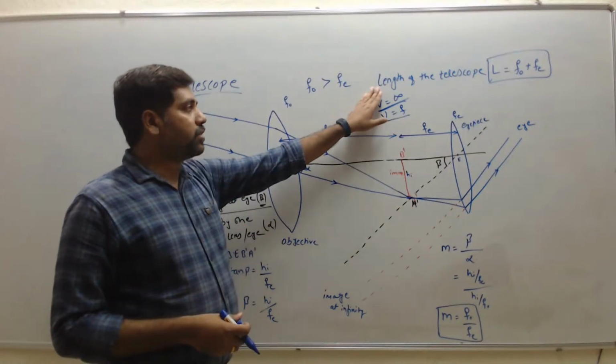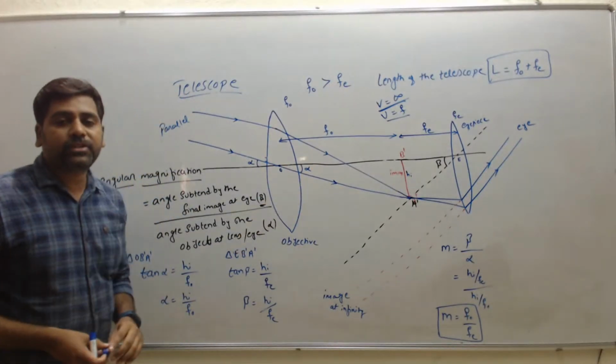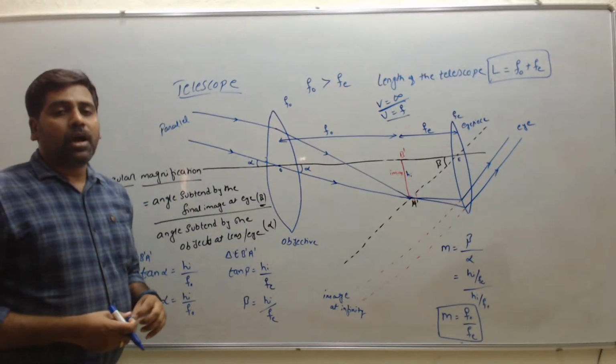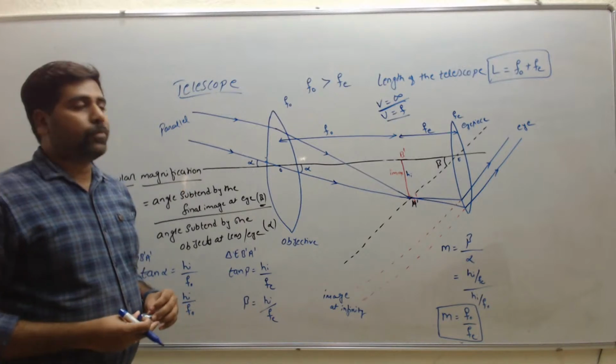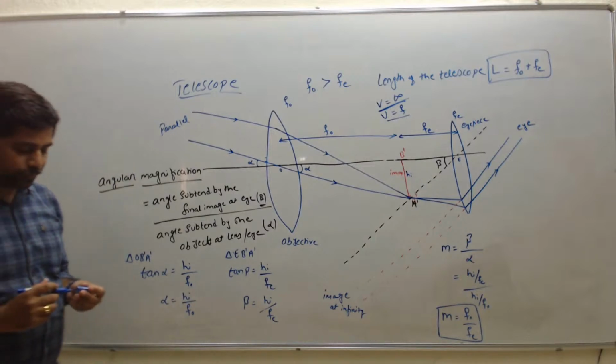So next, the length of the telescope. The length of the telescope is equal to the summation of the focal length of the objective and the focal length of the eyepiece. So this is about the telescope.